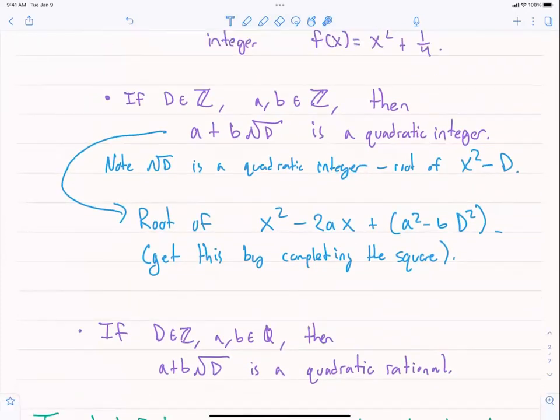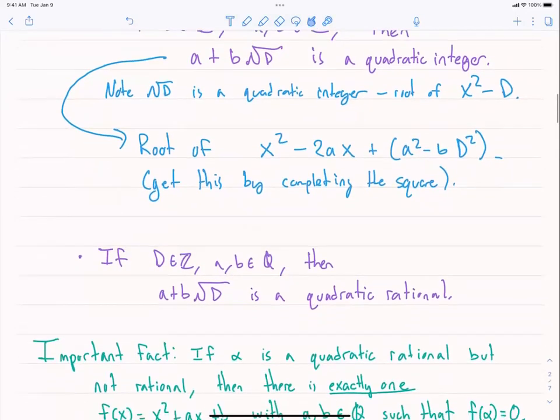And sort of the same thing that happened up here, I take a and b in just rational numbers now. So I take a plus b square root of d, where d is an integer. Then the same polynomial will still work. This will still be a root of this polynomial. What I get will be a quadratic rational. So now this polynomial might only have rational coefficients, not integer coefficients, but I still get a quadratic rational. So when a and b were integers, these coefficients were integers. So that's why in this case I got a quadratic integer.